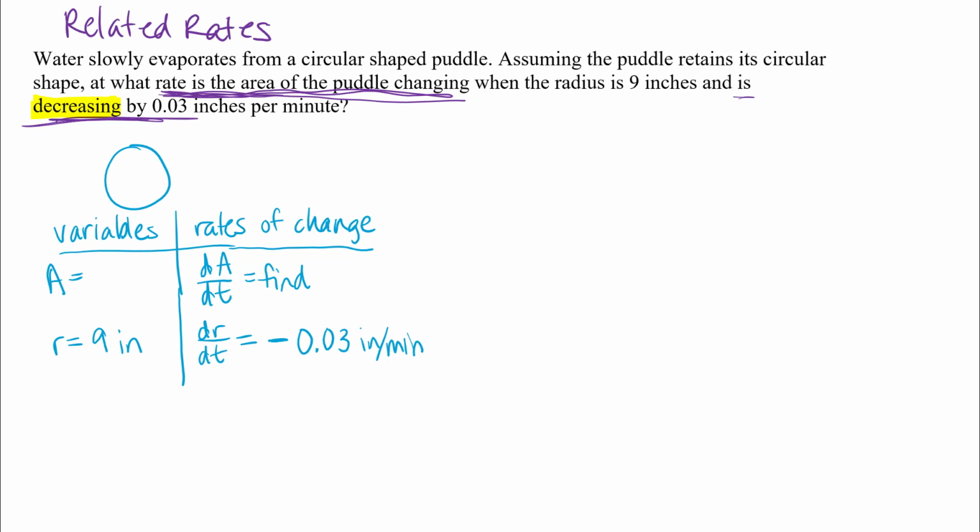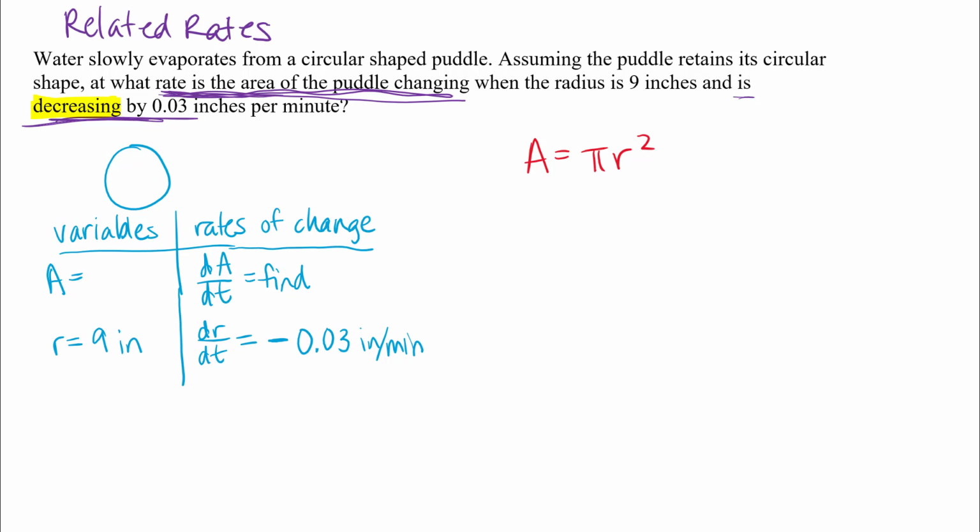So I need an equation that relates area and radius for a circle. Maybe you look that up. Hopefully this is one you know, but you look up or you remember that area is pi r squared. That gives the area of a circle. All right, so that's the equation I need that relates the variables in this problem.